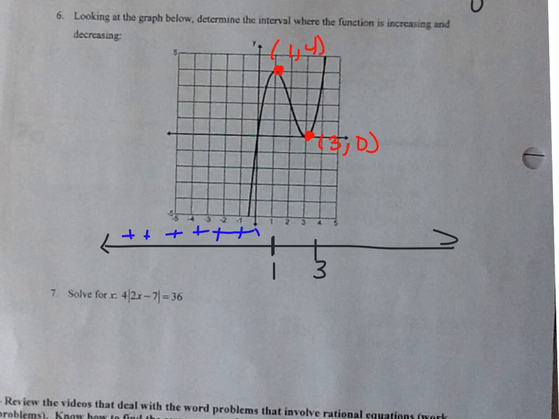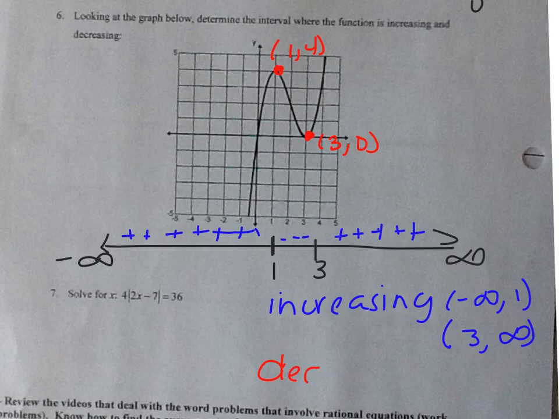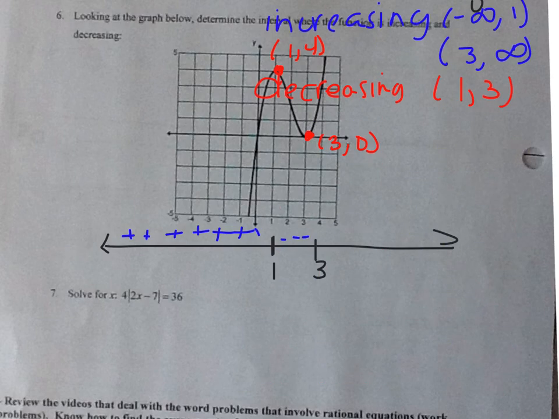And then from the max to the min, it's decreasing. So put minuses in there. And then from my min, it starts to increase again. So at the ends, put negative infinity, positive infinity. Okay, so it's increasing from negative infinity to 1 and from 3 to infinity. It's decreasing from 1 to 3.